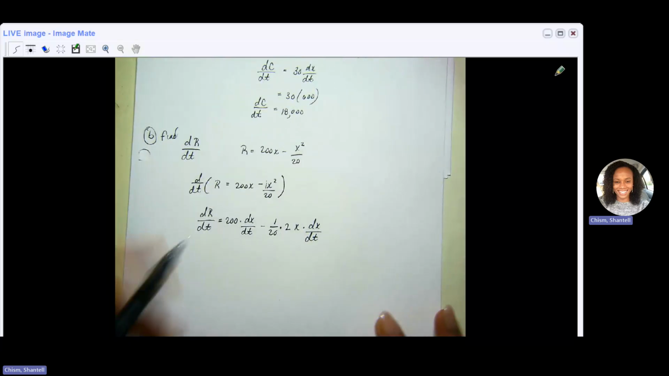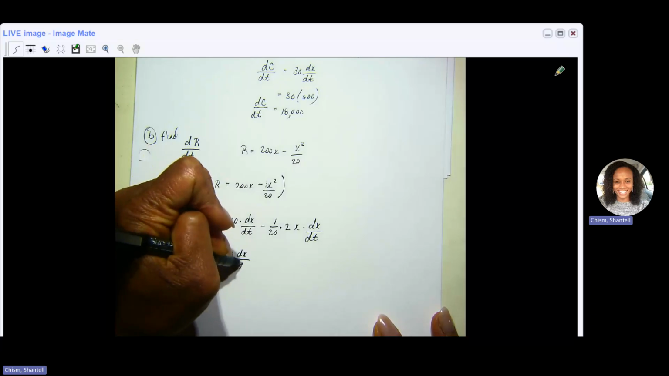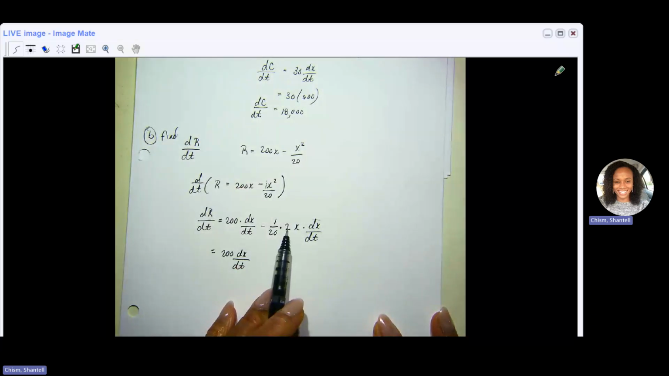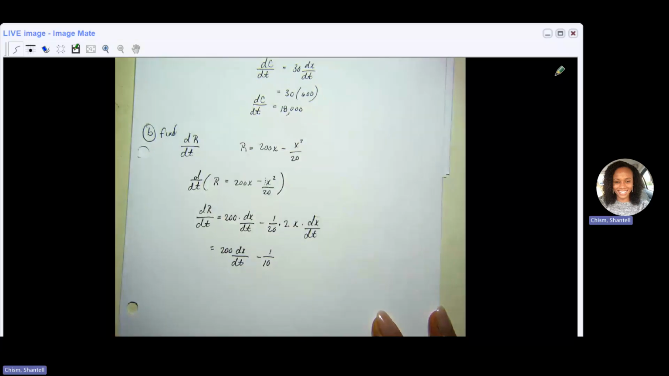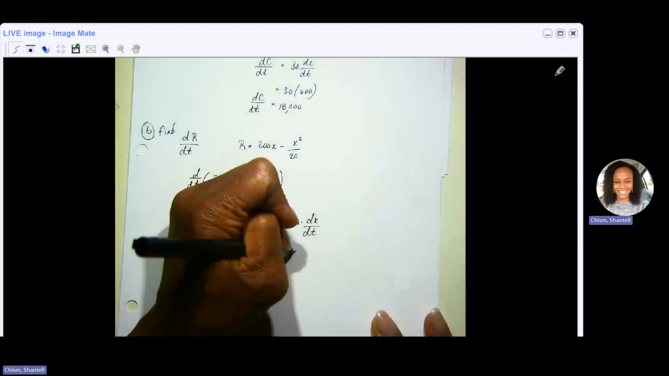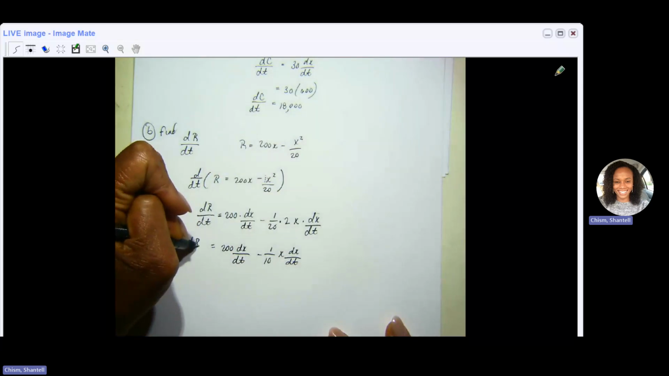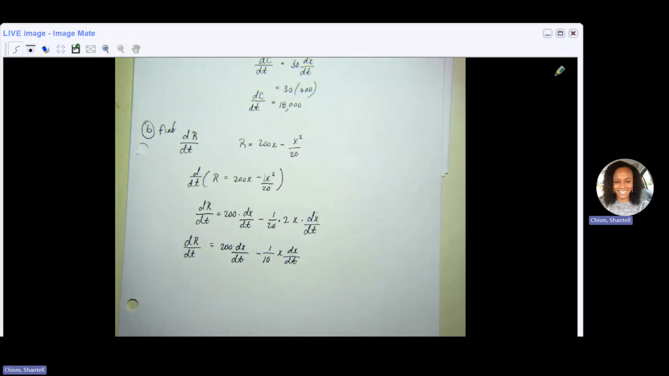So cleaning this up a bit, you don't really have to, you can go ahead and plug everything in, but I'll clean this up a bit first. 2 over 20 becomes 1 over 10. Okay? And then we have x dx over dt. And that's equal to dR over dt. And now I'm going to plug in my values, the values that I'm given.